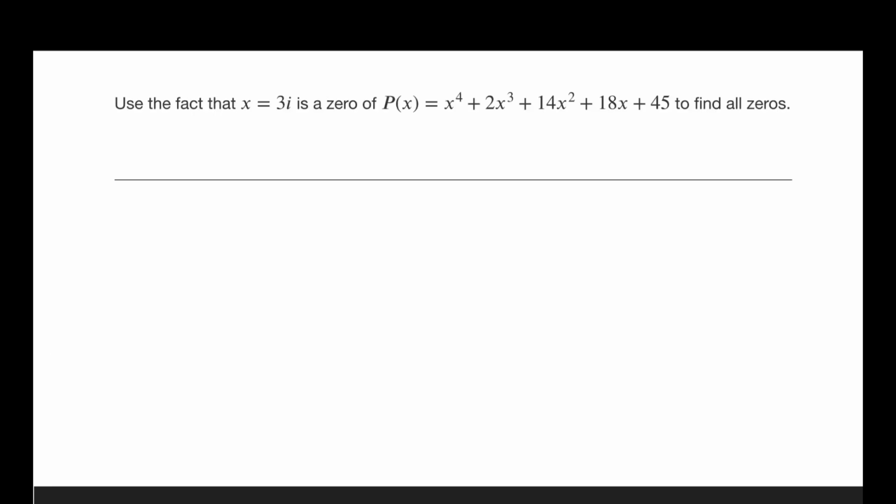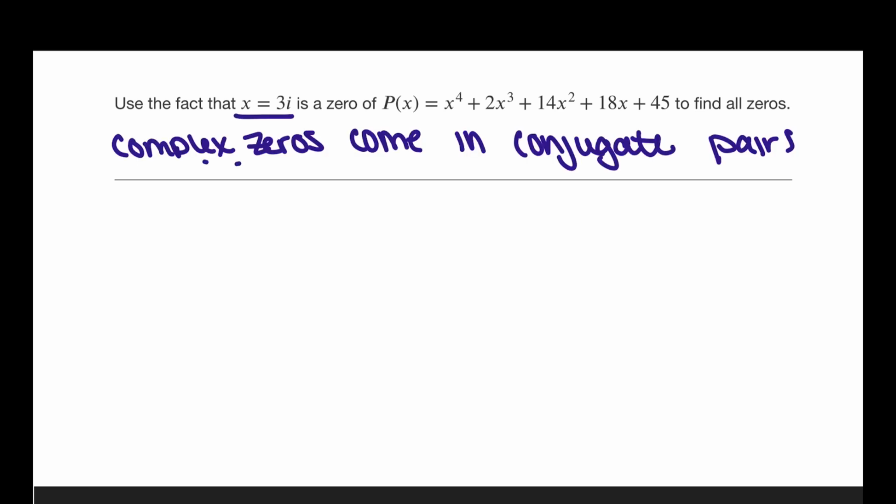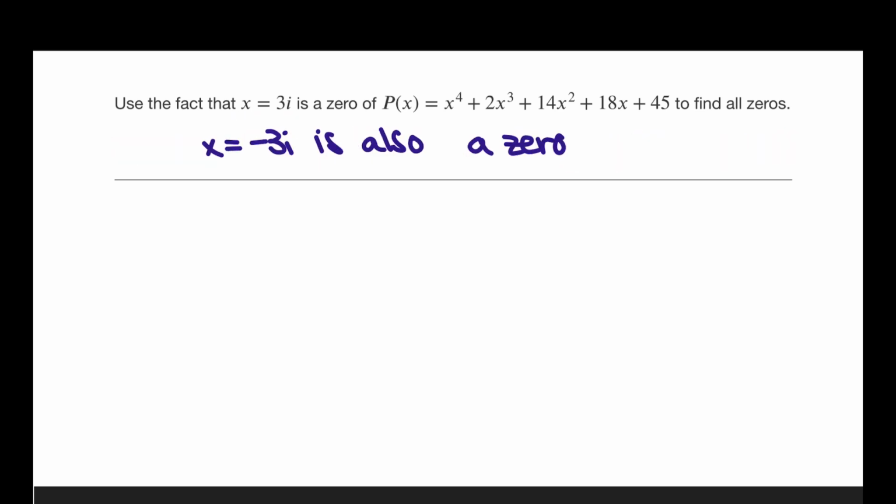I have one more example to show you. Let's use the fact that x equals 3i is a 0 of the polynomial p of x equals x to the 4th plus 2x to the 3rd plus 14x squared plus 18x plus 45 to find all zeros. This problem is similar to what we've done before, except they're giving us an imaginary 0, 3i. And those imaginary zeros always come in conjugate pairs. So that means x equals negative 3i is also a 0.